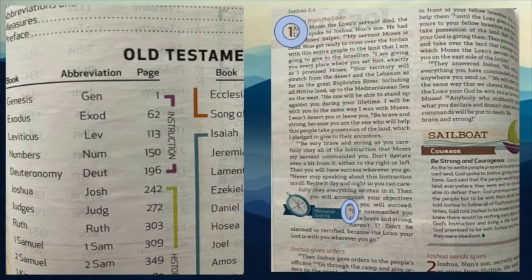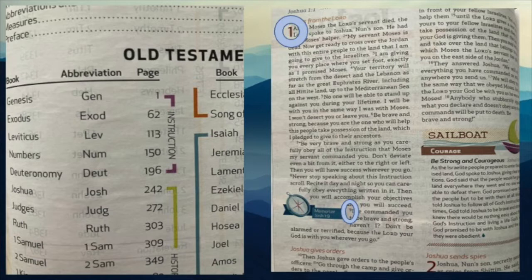So for right now, we're going to practice looking up Joshua 1:9, all right? If I'm going to look up Joshua 1:9, I know the first number is the chapter and the second number is the verse. Now, to look up the book of Joshua, I'm going to my table of contents, right? And it's page 242. So go ahead and start working on finding page 242.